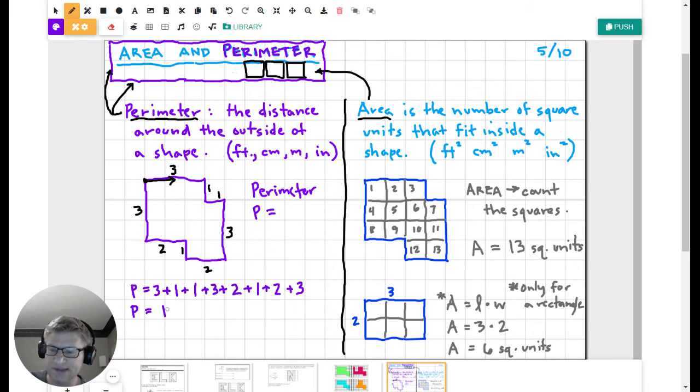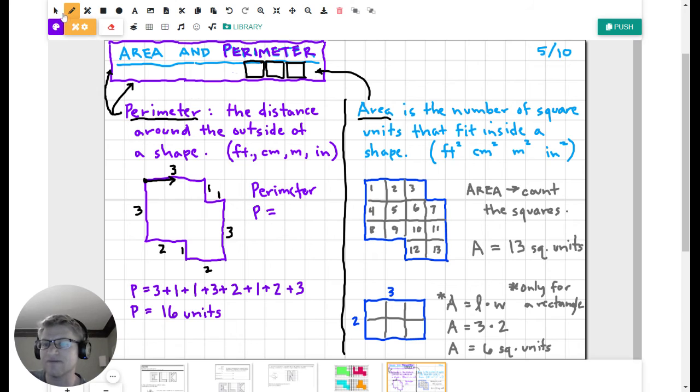So we're going to say this is 16 units. Now notice I didn't write square units because we're not talking about squares anymore. We're simply talking about the distance around the outside, right? So that's pretty much it for perimeter. We just add up all the sides.